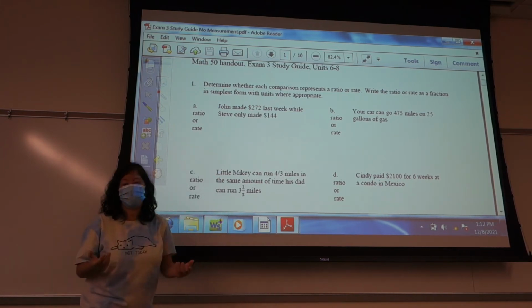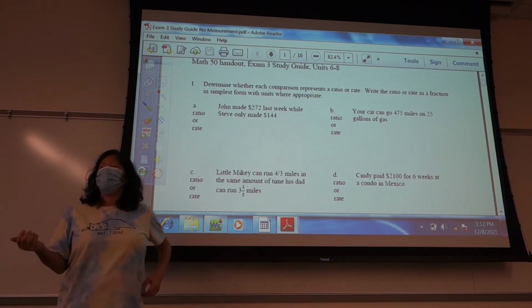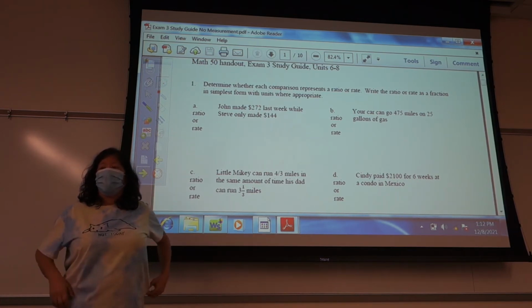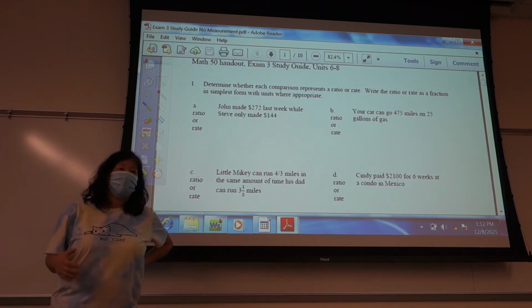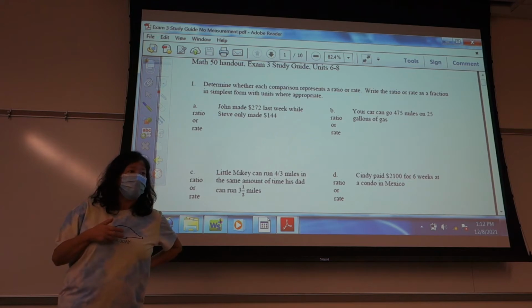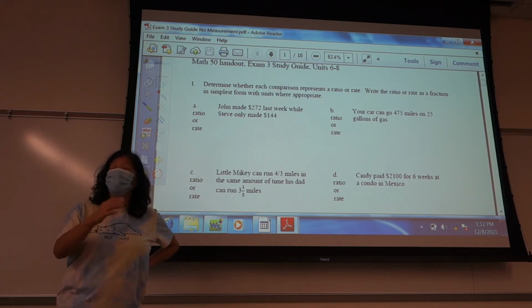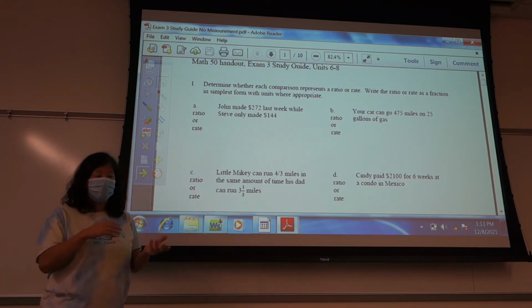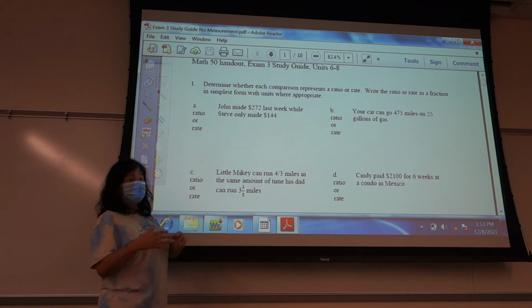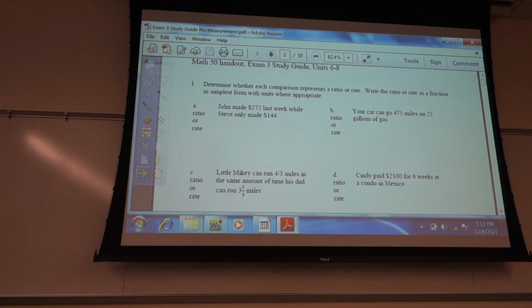The rates are things like, what's a rate that you're used to? Miles per hour. Or your pay rate, dollars per hour, right? Or have you heard of hotel rates, dollars per night, right? So rates are things that are different units. When they're not different units, that's just a ratio. So here, this is a ratio.